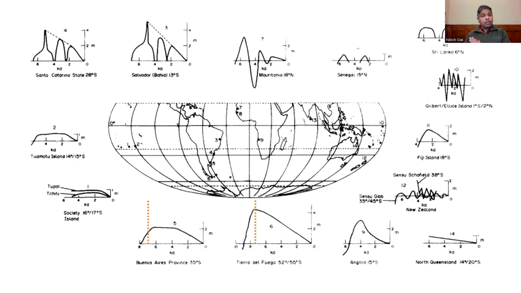Now come to Tierra del Fuego, another location further south of Buenos Aires in Argentina. Again, a peak at 7,500, and that peak ended there. Afterwards, it's a downhill journey, as you know, in the Southern Hemisphere we're talking. Some of the graphs don't go as far as 7,500, so we cannot say what happened there.